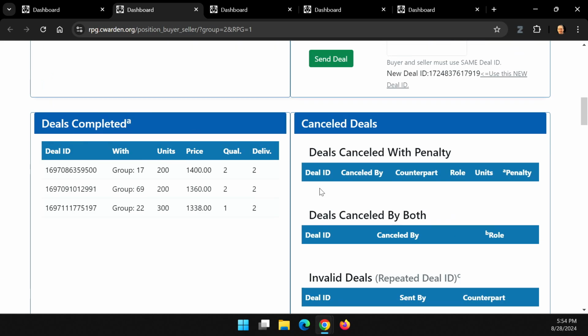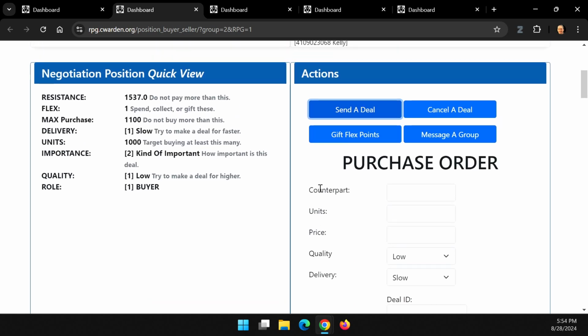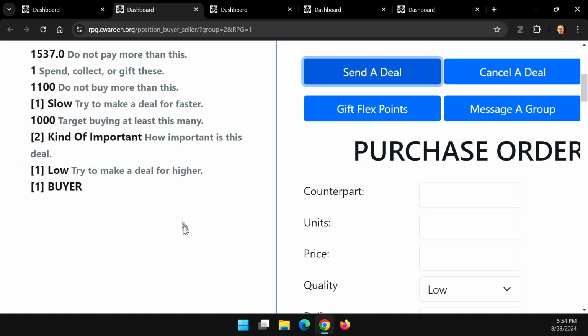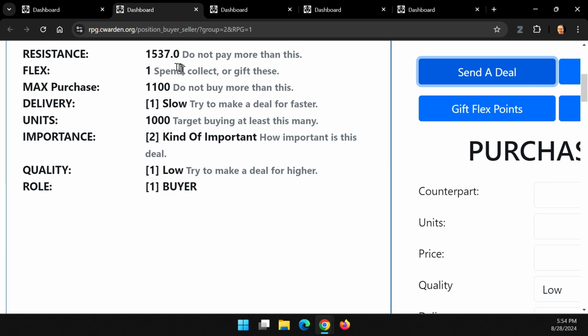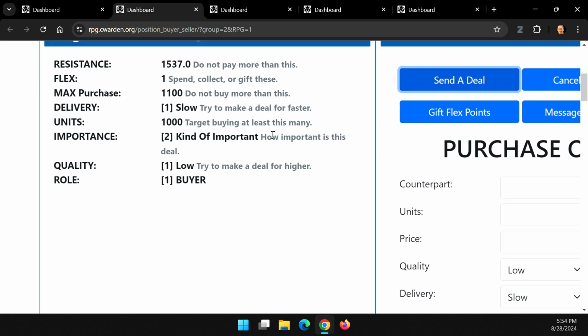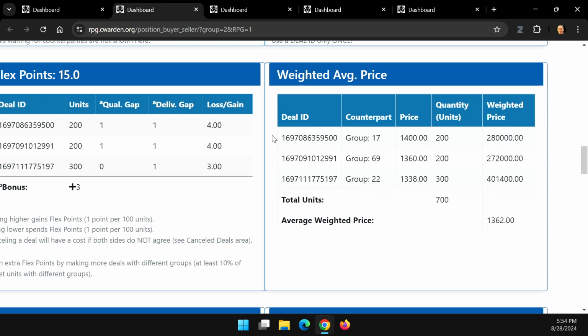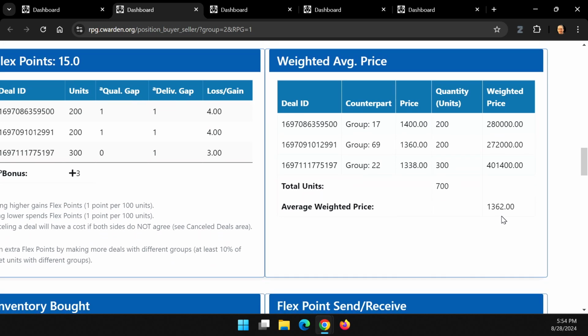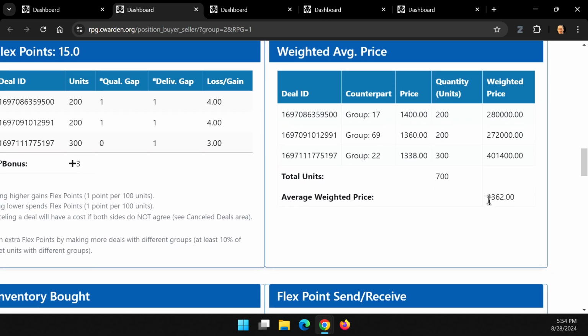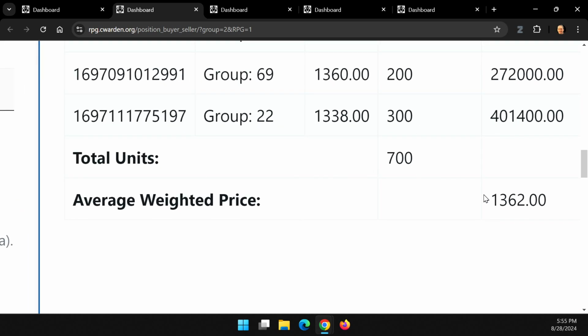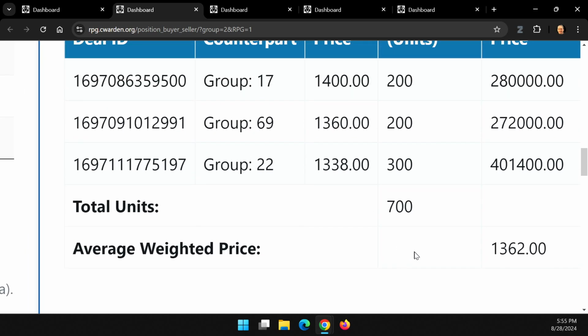Well, remember, up here, their resistance was 1,537. They would like to buy cheaper than 1,537. And what did they do? 1,365. So yes, they were able to get a lower price. So that's very good.